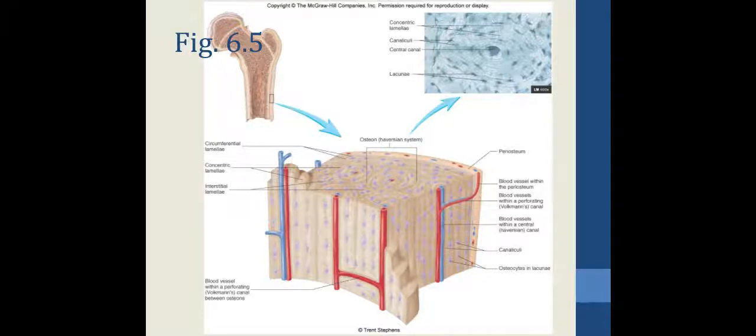We can see at the very edge of it, that would be considered the circumferential lamellae, but you can see these concentric lamellae here. They go in a nice orderly fashion. And then you have these canaliculi, little tiny canal passageways to bring things to cells.